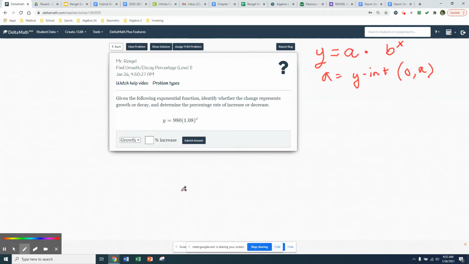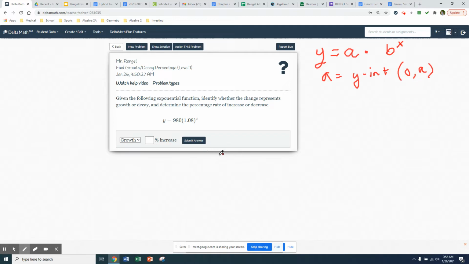The exponent: anything to the 0 power is actually equal to 1. So you put a 0 in, 0 is your x coordinate. That's going to make b to the 0 equal 1, and then 1 times a, and your output would be a. So that y-intercept is always going to be the value of your a.